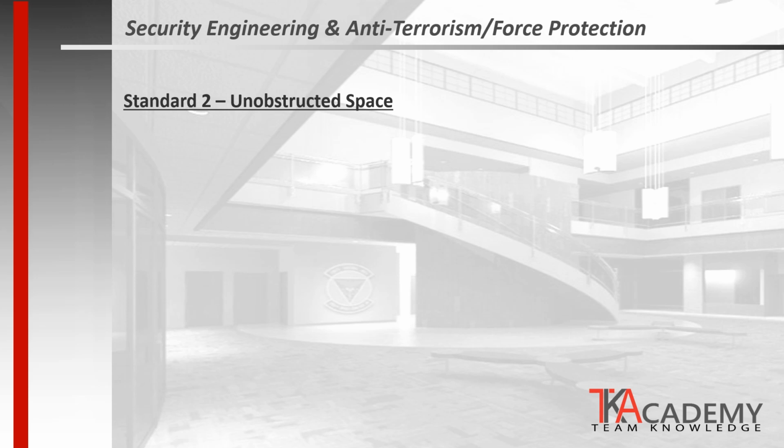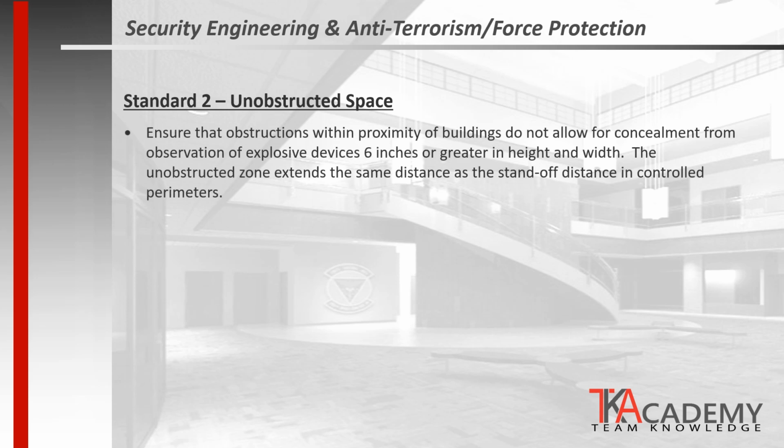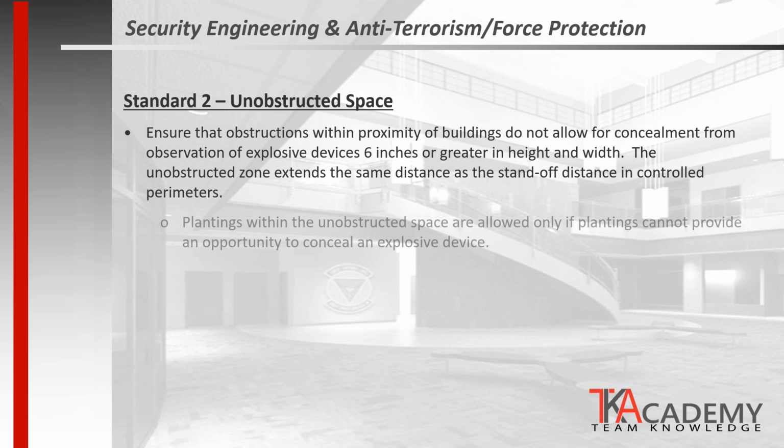The second minimum required standard is titled Unobstructed Space. An unobstructed space is a zone around the perimeter of a building where there is no concealment from observation of an explosive device 6 inches or greater in size. For buildings that are built within a controlled perimeter, the unobstructed zone extends to the same distance as the standoff. Plantings within an unobstructed space are allowed only if plantings cannot provide an opportunity to conceal an explosive device.